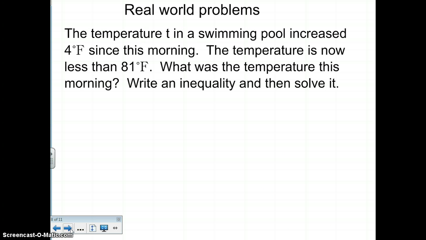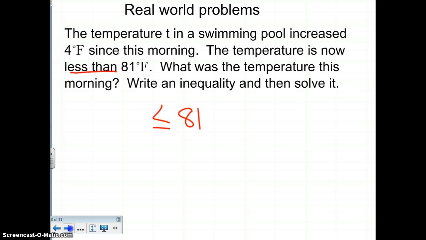Okay, and we get to put these into word problems, which, again, is taking basic knowledge that we have and trying to expand on it and deal with real-life situations. So the temperature T in a swimming pool increased 4 degrees since this morning. The temperature is now less than 81 degrees Fahrenheit. So we know the temperature is less than 81 degrees.